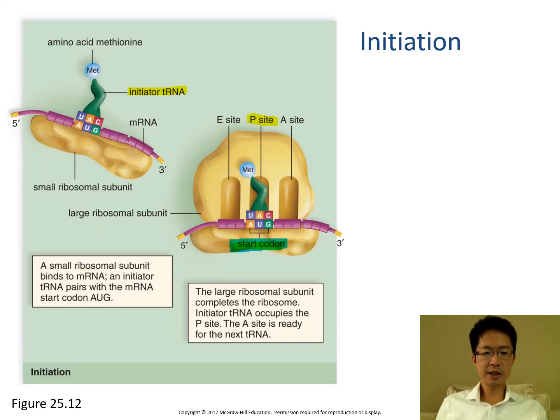Initiation, you can see that there's a small subunit capturing the messenger RNA, and then you put the large subunit on top with the initiator tRNA in the P site. So it's like a hot dog, literally. The small subunit and the large subunit are the bun, and the messenger RNA is the hot dog.